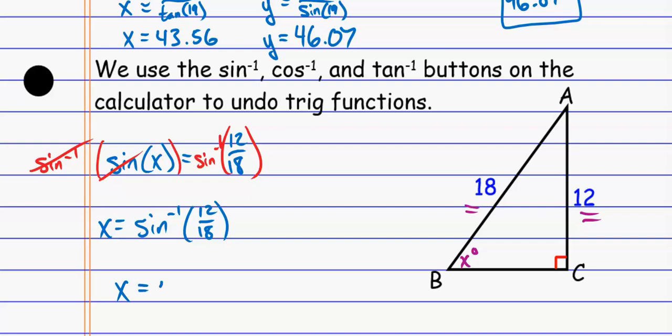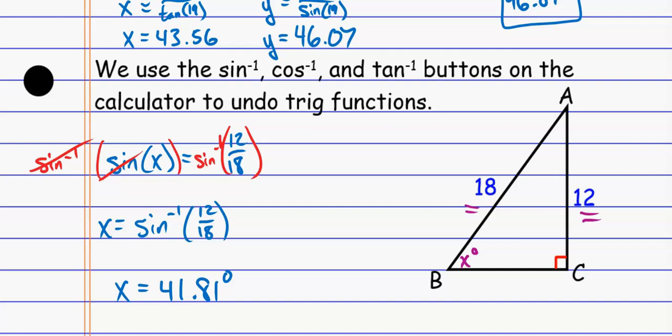So x equals 41.81 degrees. But that's it. And essentially, all we've done here is we've learned a new operation in sine, cosine, and tangent. And now we've learned the inverse of each of those, which is inverse sine, inverse cosine, and inverse tangent, okay?